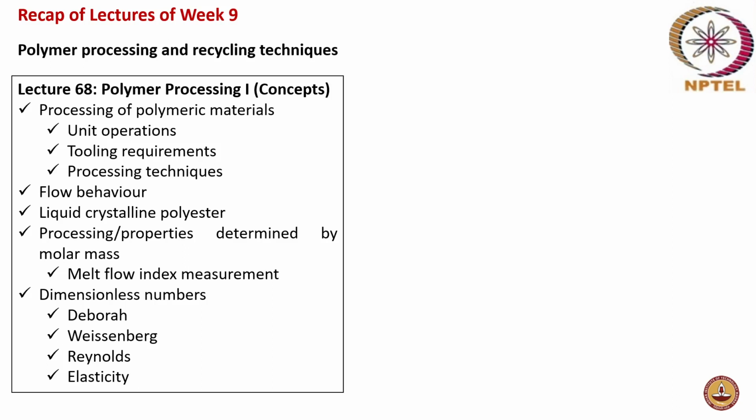What are the different polymer processing techniques? They include extrusion, injection molding, compression molding, film blowing, blow molding, coating, and calendering, where the polymer is passed through rollers. And roll mill, rotational molding, thermoforming. So these were some of the techniques that were discussed in brief in that lecture.